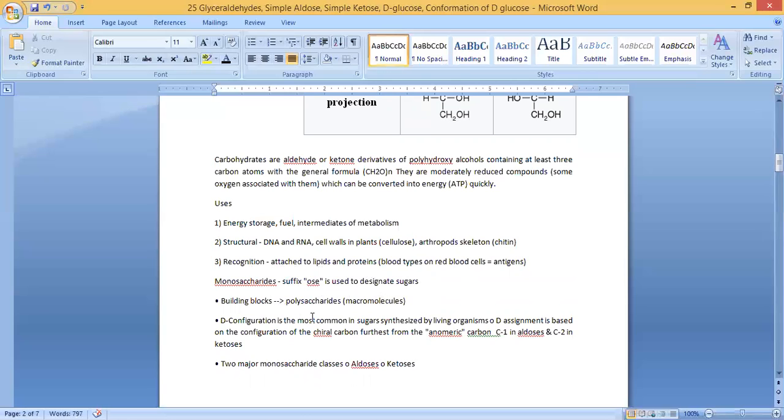They are the building blocks of polysaccharides, which are made up of monosaccharide units. The D configuration is most common in sugars synthesized by living organisms, and the D assignment is based on the configuration of the chiral carbon which is furthest from the anomeric carbon, C1 in aldose and C2 in ketose. So in aldose, C1 is the anomeric carbon, and in ketose, C2 is the anomeric carbon. The two major monosaccharide classes are aldoses and ketoses.